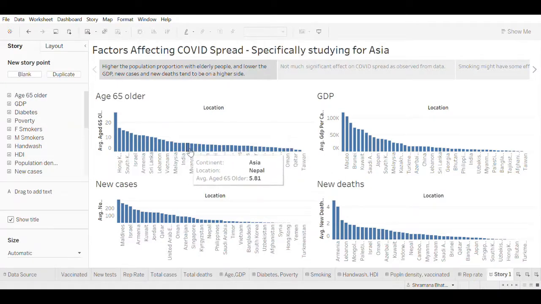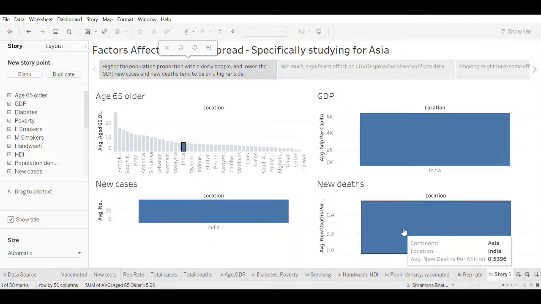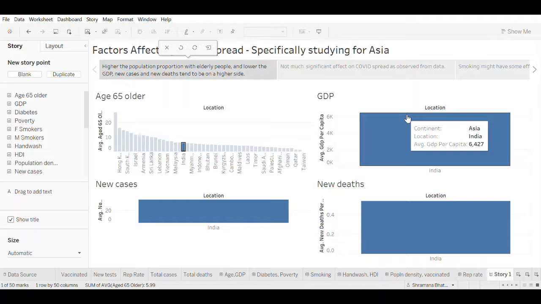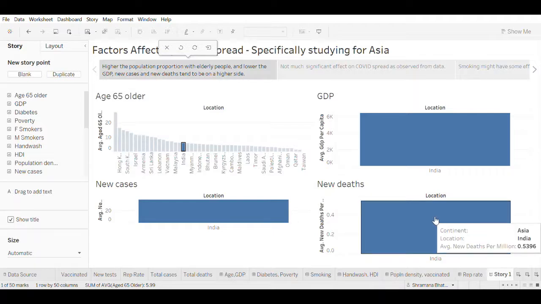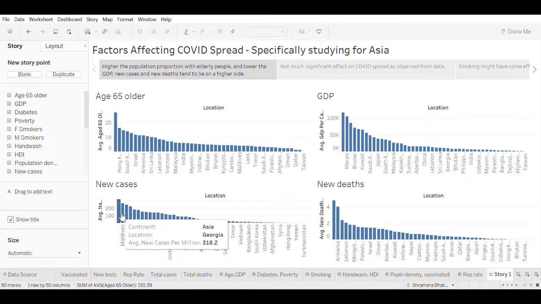Let's just click on this and check. Yeah, see, new cases 37.55 and deaths are 0.5, which is less. GDP 6,000 something, which is quite low, on the lower side only, right? So according to this, though it has a moderate old age population, you can see that the average new cases are less, and also the average new deaths for both the years. Let's check for Georgia, which has the highest average new cases, and see what its old age population is.